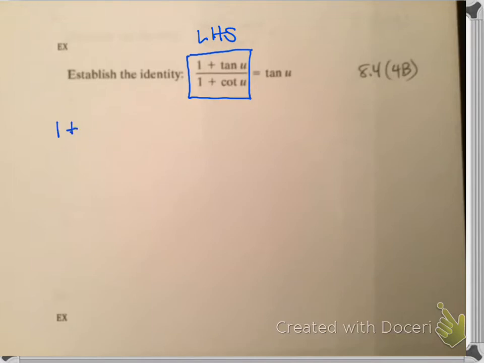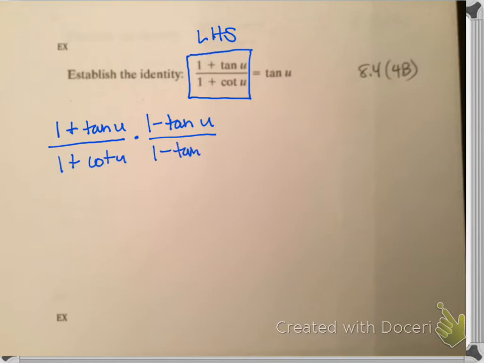And I'm going to try to do the conjugate of 1 plus tangent u in the numerator. So let's see what happens. The conjugate of 1 plus tangent u is 1 minus tangent u. The denominator was 1 plus cotangent u, and now I have 1 minus tangent u over 1 minus tangent u. Okay, let's see what happens.